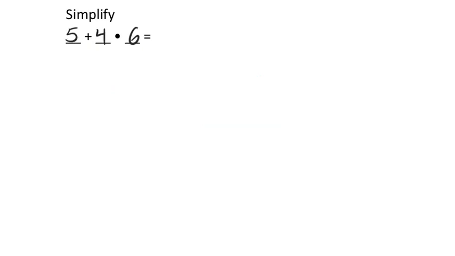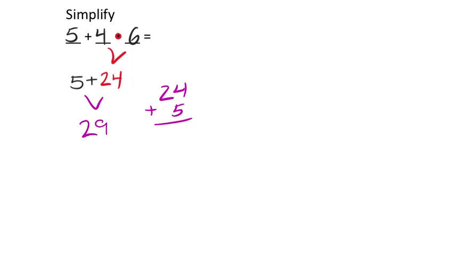So no parentheses, no exponents, but the first operation, you can scan it from left to right, but we have to skip the addition because there's multiplication. So we have to do this multiplication first. 4 times 6, 24. Now we can look at that addition part. Last of all, 5 and 24, well, 24 plus 5. You use fingers to do this one, by the way. 24, 25, 26, 27, 28, 29. And that would give you our simplified answer.